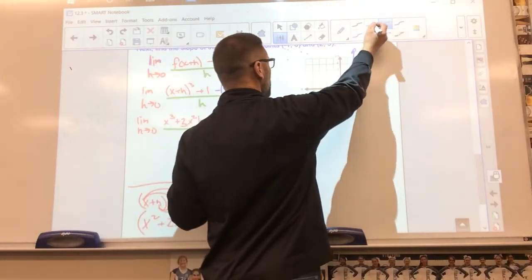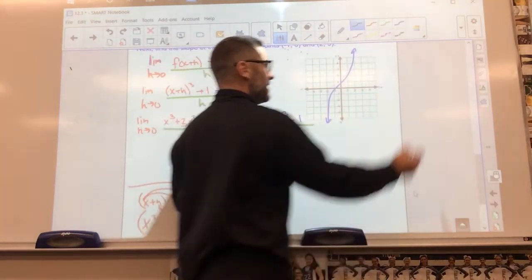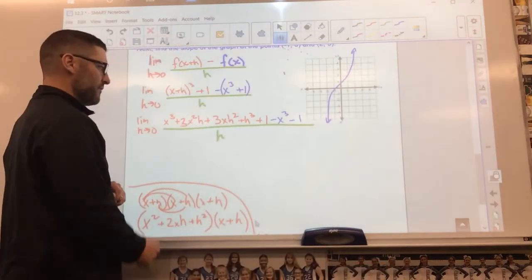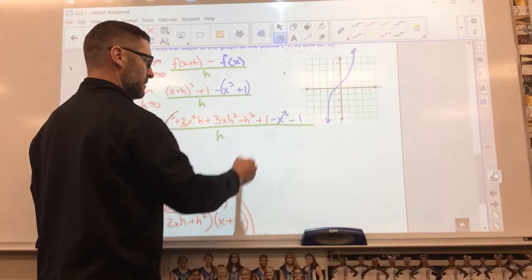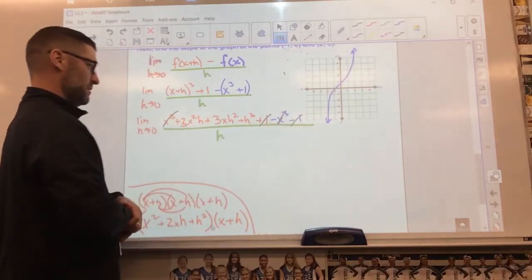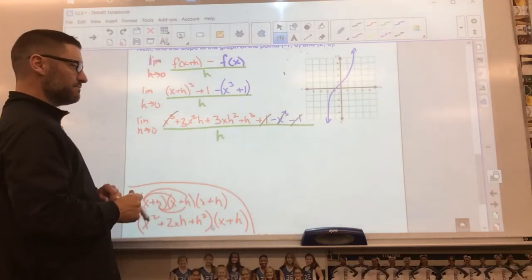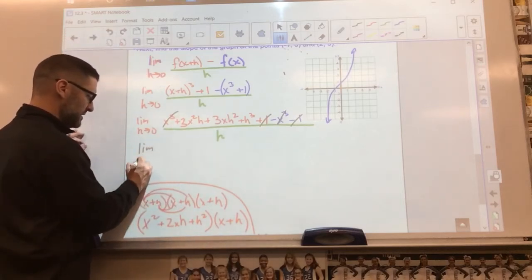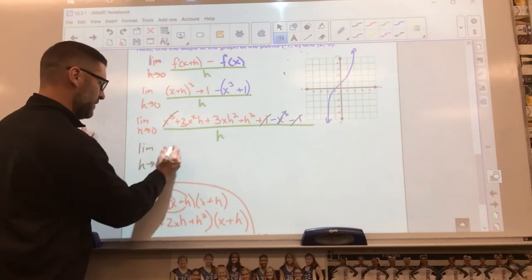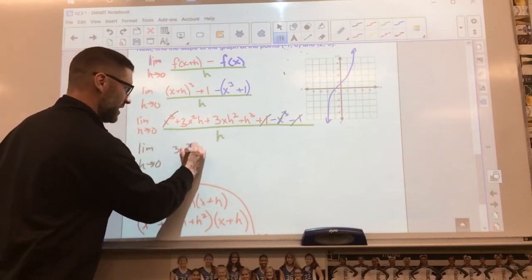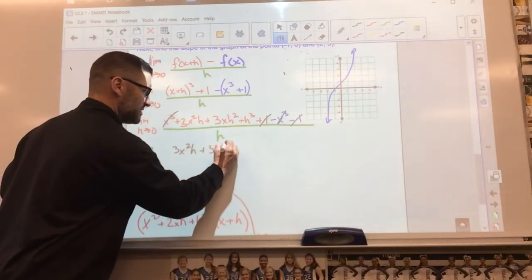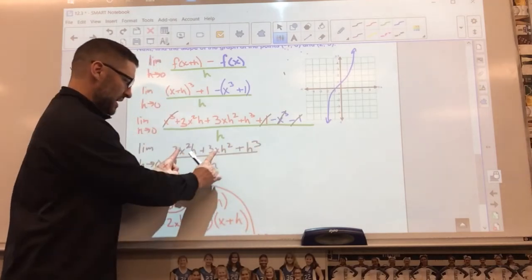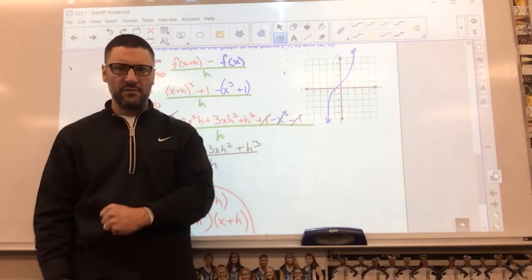And like I mentioned earlier in the video, if you're not getting things to wipe out, you're probably not doing something right. So let's look for everything that wipes out. The x cubes are gone. The 1s are gone. So here we go, I'm going to write it all in black. Find the limit as h goes to 0 of 3x squared h plus 3xh squared plus h cubed all over h. And I'm going to look to factor something out.